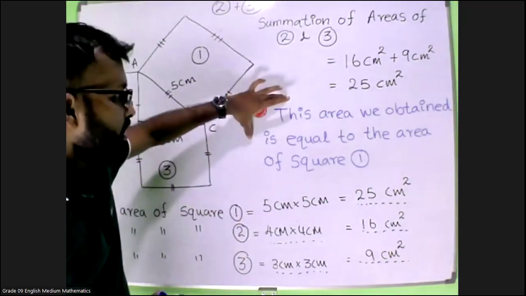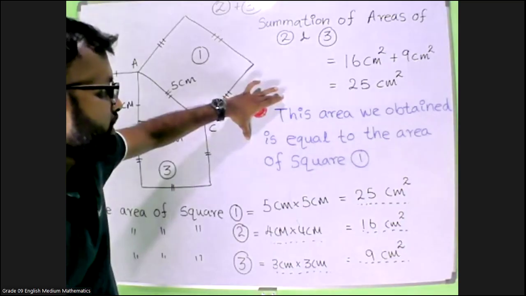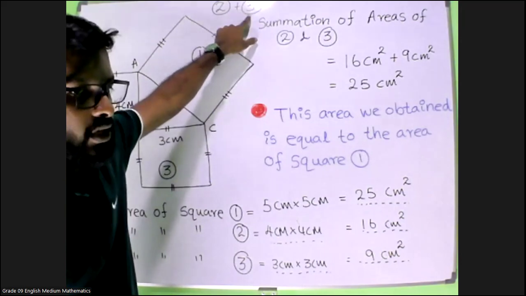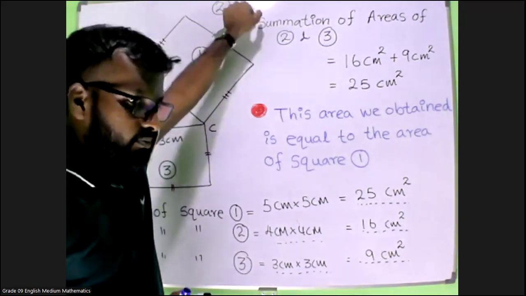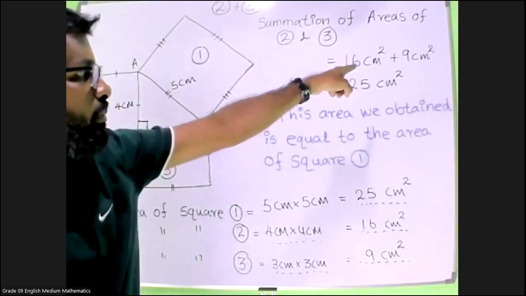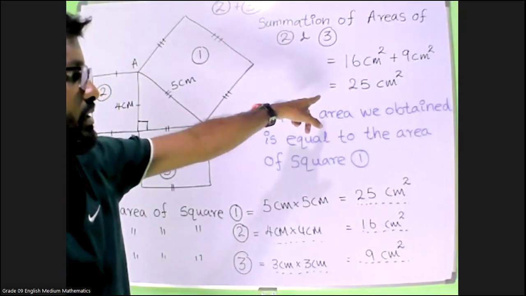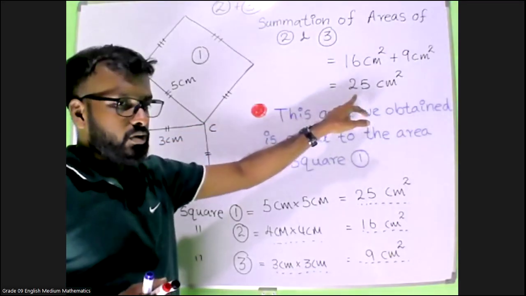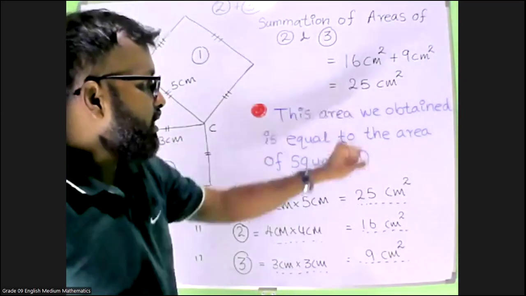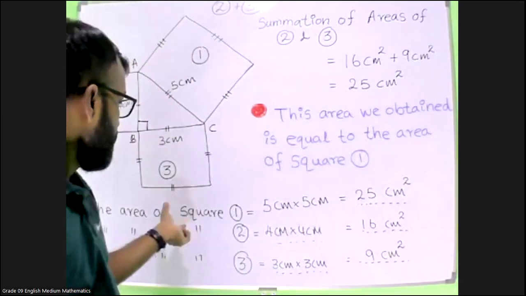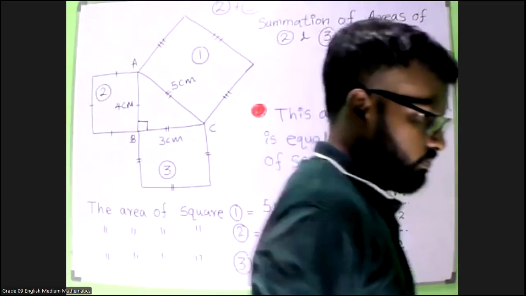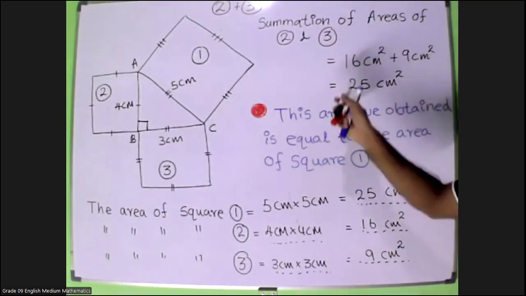So that is what we call here, right? But we have written here, right? And please write this. Here you have 2 plus 3. If you can see, this is 2 plus 3. Summation of areas of 2 and 3, 16 square centimeters plus 9 square centimeters, which is equal to 25 square centimeters. And here, this is important, right? This 25 square centimeter is equal to the area of the square number 1. Please write this.